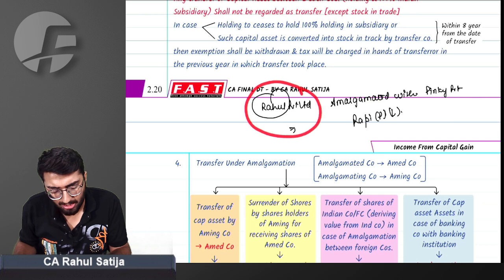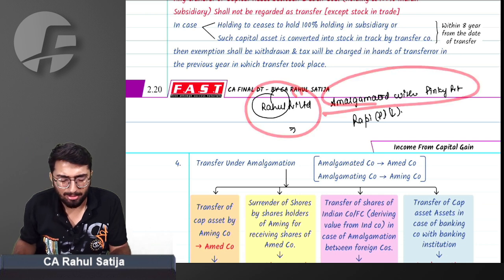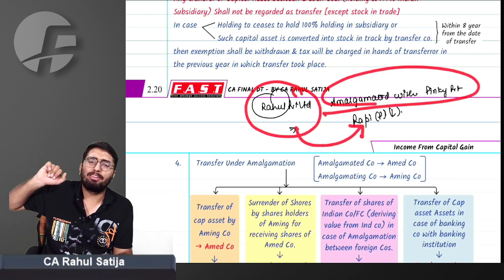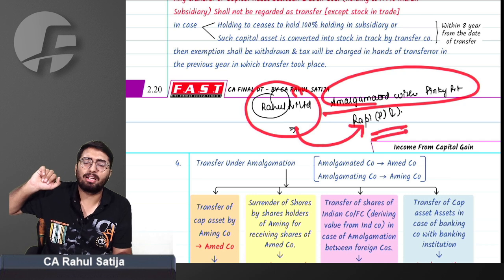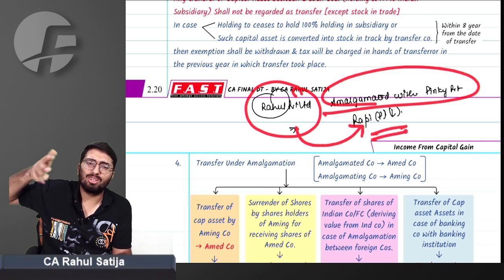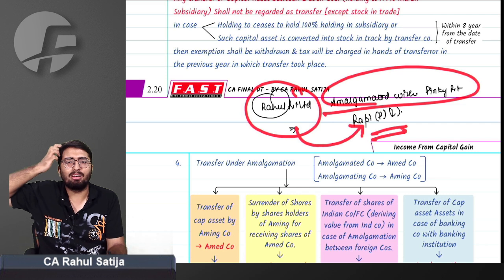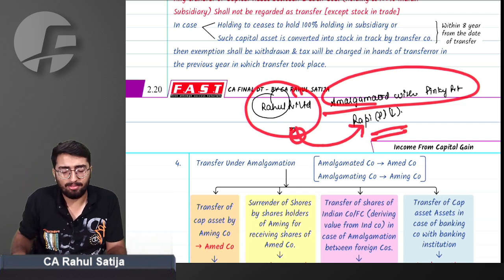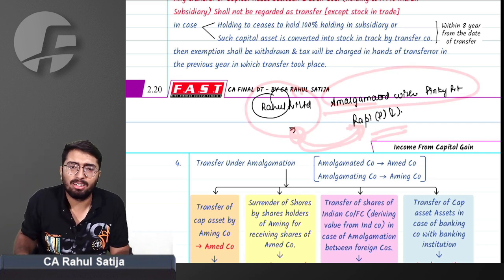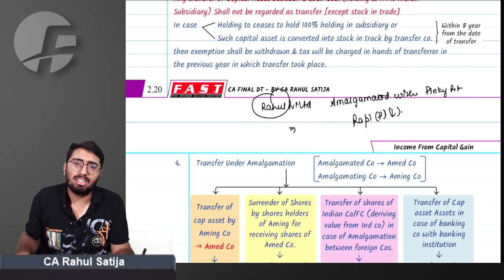Sir, Rahul Private Limited is amalgamating with Pinky Private Limited. Can I say all the shares of Rahul Private Limited will be a part of Rahul Pinky Private Limited, and all the assets of Rahul Private Limited will become assets of Rahul Pinky Private Limited? Right answer is yes, all the assets will transfer.